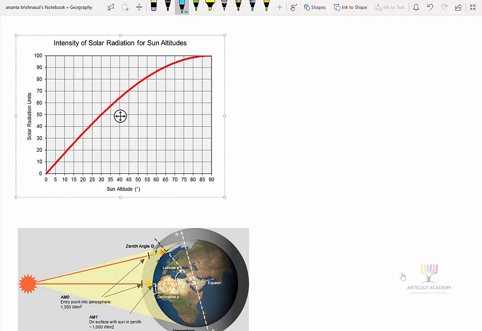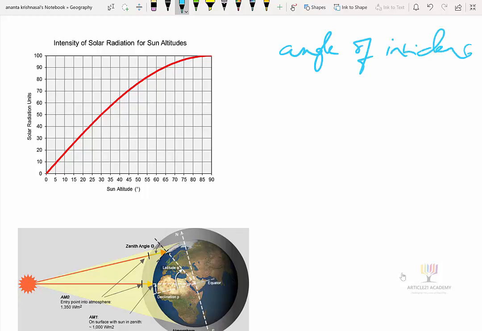So changes in the location of the Sun in terms of its apparent movement have a direct effect on the intensity of solar radiation. The intensity of solar radiation is largely a function of the angle of incidence, that is, the angle at which the Sun's rays strike the Earth's surface. I repeat, the angle of incidence is the angle at which the Sun's rays strike the Earth's surface.